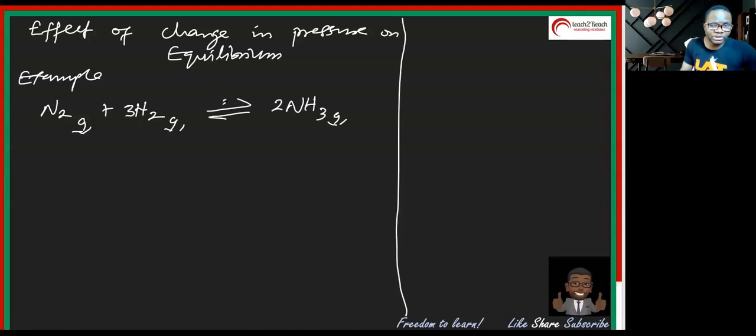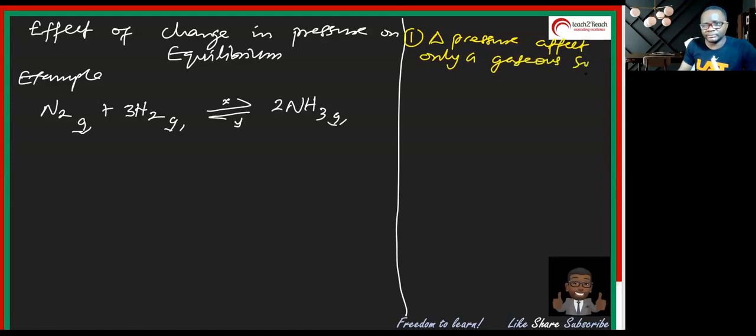So this system is at equilibrium now. We have forward reaction and we have backward reaction. So we want to see what's going to happen if pressure is increased or decreased. Before we can look at that, we must establish some facts here. Like I said earlier, number one, change in pressure affects only a gaseous system. And what's a gaseous system? A system in which either the product or the reactant or both are gases.